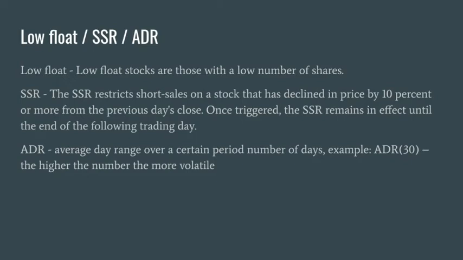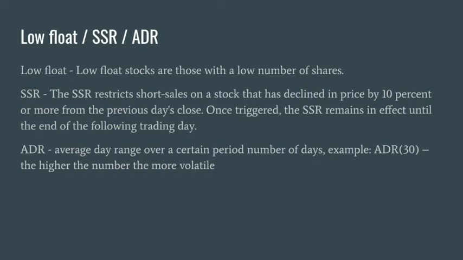This triggers when the price has declined by more than 10% from the previous day's close. And once it's triggered, the SSR will stay there for the rest of the trading day. So this makes it a lot harder, and there's just not enough momentum, because stock trading is about supply and demand, right? When there's not enough supply, the stock will most likely go up because there are more people buying, because they can't even short it. So that's one thing you have to be aware of.